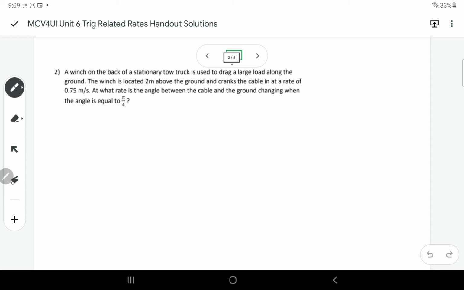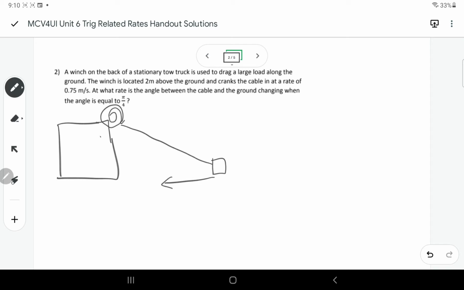Okay, next one. This one says a winch at the back of a stationary tow truck is used to drag a load along the ground. So if you don't know a winch, I'm going to probably do a terrible diagram here. I'm not even going to try and draw a tow truck. That's our tow truck. A winch is like a thing that turns and it is on a chain. Wow, this is getting bad. So a winch is like a thing that rotates. It's turning and it's pulling in a chain that's dragging some load along the ground to pull something in closer.